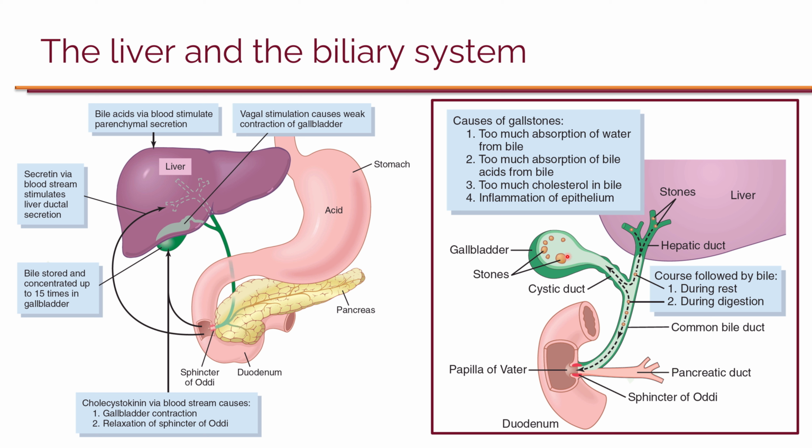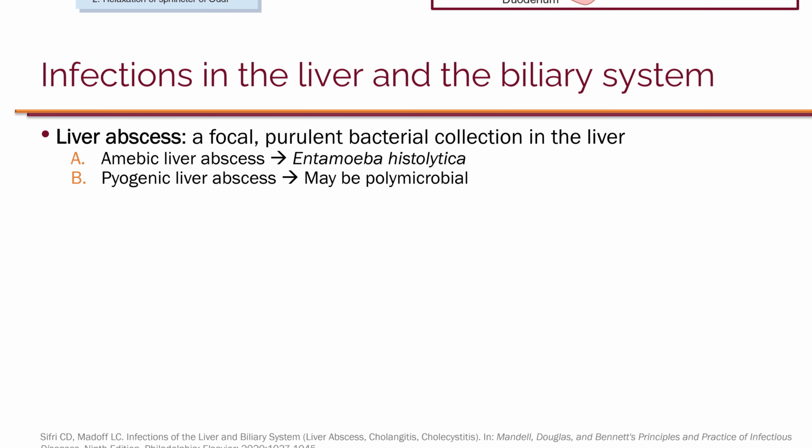Now, causes of gallstones include, for example, too much absorption of water. So hydration is a good strategy for reducing the risk of gallstone formation. Other causes include too much absorption of bile acids from bile, too much cholesterol in the bile, or inflammation of the epithelium. So this is an overview of the biliary system. Keep in mind that the biliary system includes the liver, the gallbladder, the common biliary duct, and the pancreas.